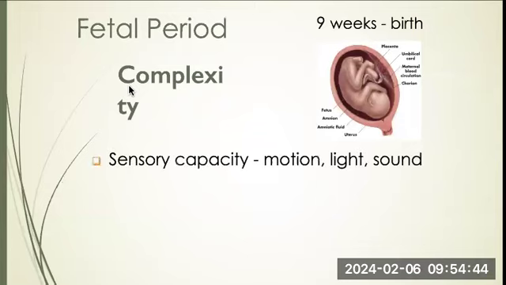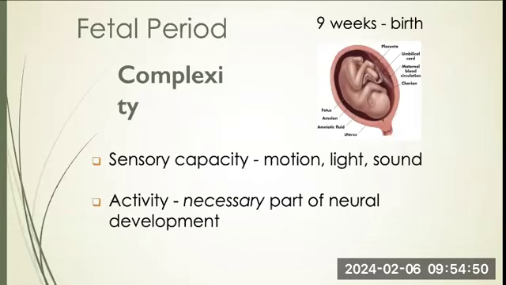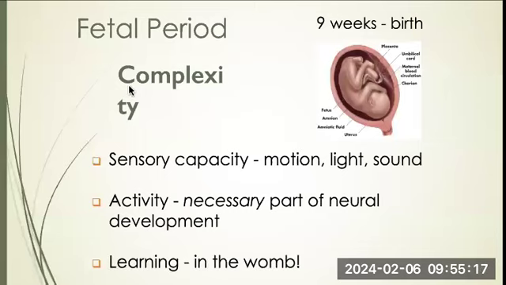So now babies can actually react to motion, to light, and to sound. Babies also can start to understand languages. So you might think it's a genetic predisposition to a language, but actually babies can hear from within the womb. And so the language mom speaks, the language that people around her speak, the baby is hearing it. And so already has that tendency to pay more attention to the language that they heard while they were in the womb. So activity is a necessary part of neural development. When the baby starts moving around in the womb, it's actually helping the brain develop. And learning, we know, can start in the womb.